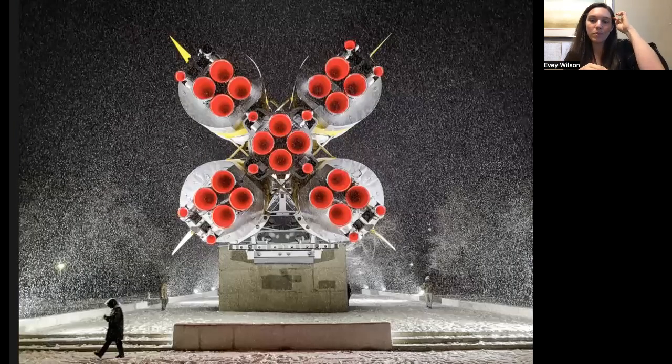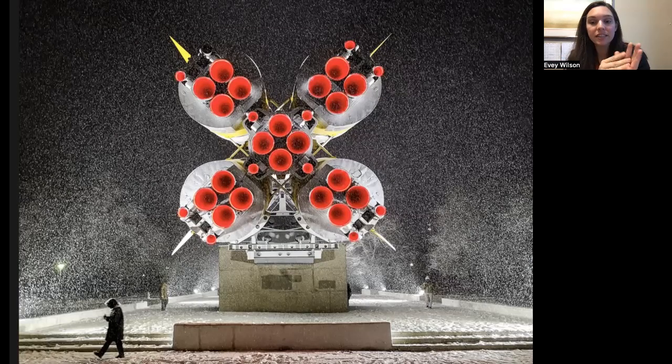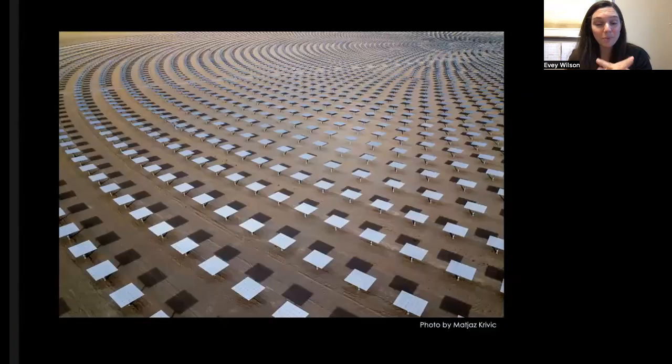So this is a woman walking under snowfall in front of a Soyuz rocket installed as a monument near the Russian leased Kazakh Baikonur Cosmodrome on December 5th, 2021. What makes this image so graphic, I think, is the snow. It is actually the rocket, and then it's the snow. There's so much texture to this image. Here are solar panels. It's just this concept of these repeating shapes.